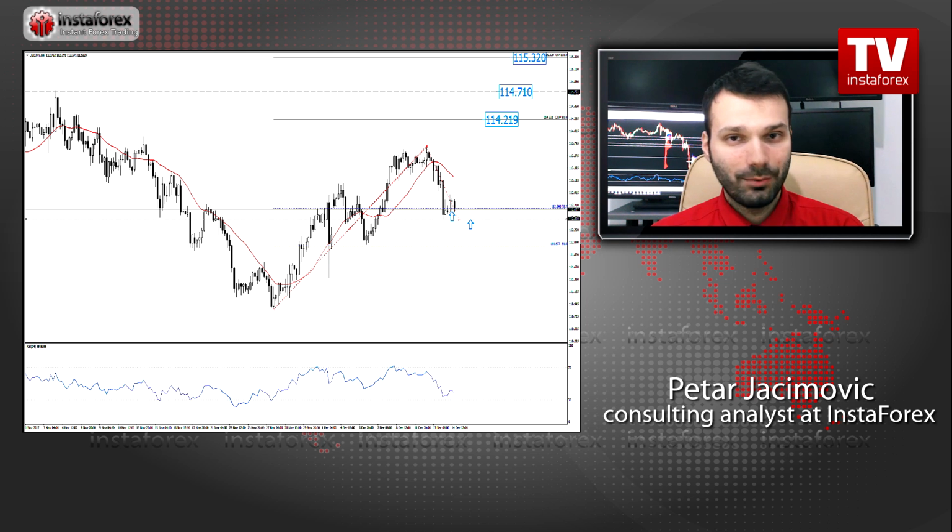The upward targets are at the price of 114.20, which is a Fibonacci expansion 61.8%. Then we got 114.70, and then we got 115.30, which is a Fibonacci expansion 100%. Again, higher highs and higher lows. We got a trend in the past 10 days. Watch for buying on the dips, and the first target 114.20.